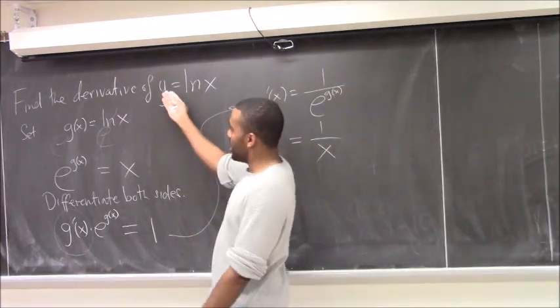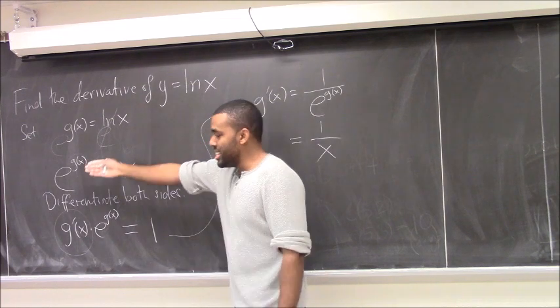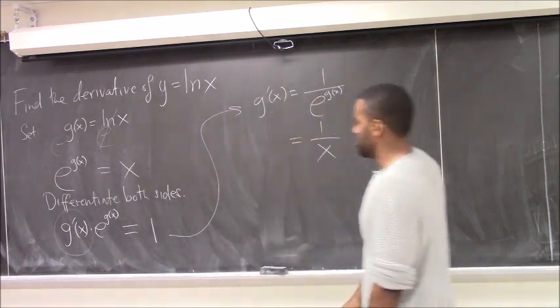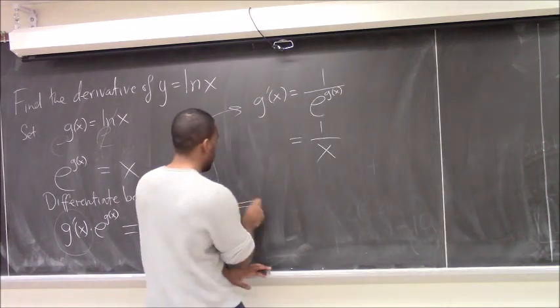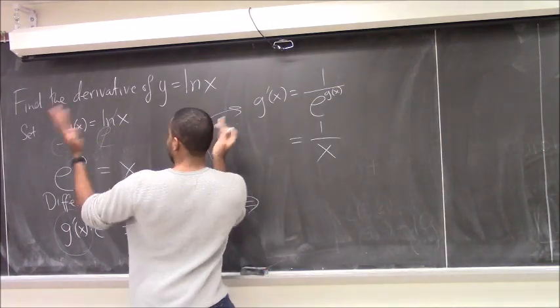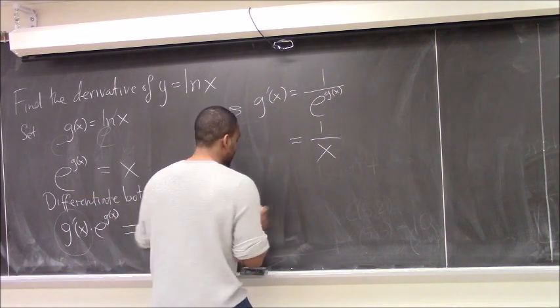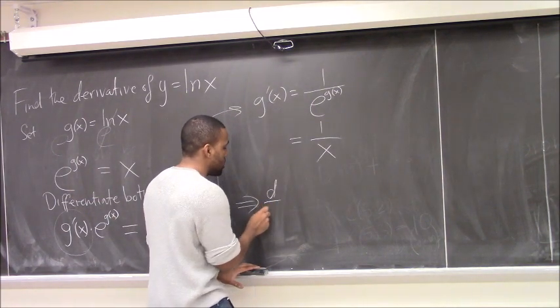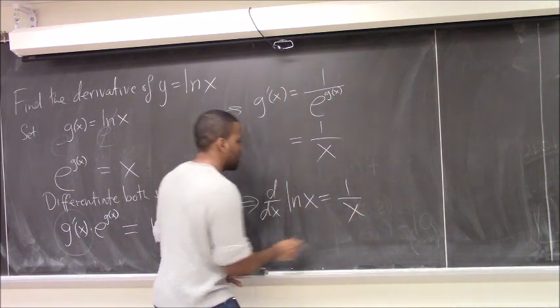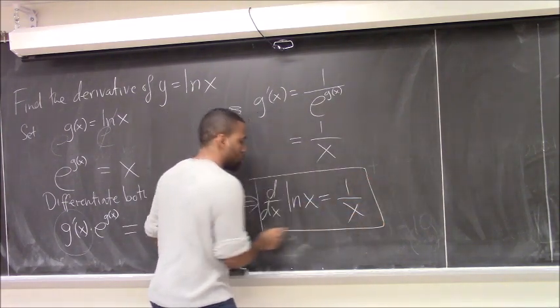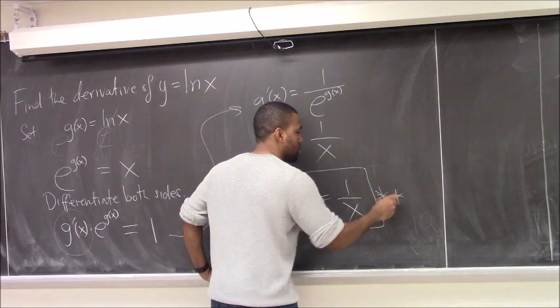In this situation, if I assume my g of x is ln, then e to the g of x will just be x. And so then I get g prime is 1 over x. This tells me that the derivative of ln of x is 1 over x. And this is just a rule we know now. This is a very important rule, just like the other rules.